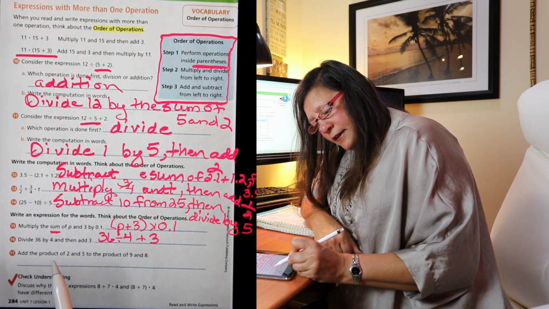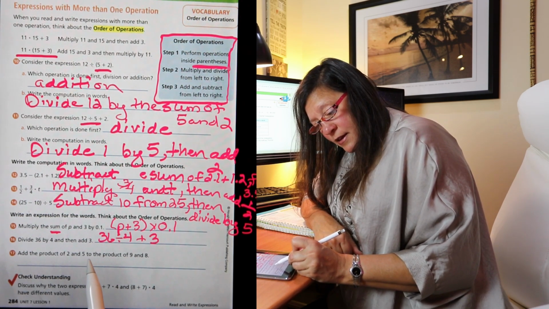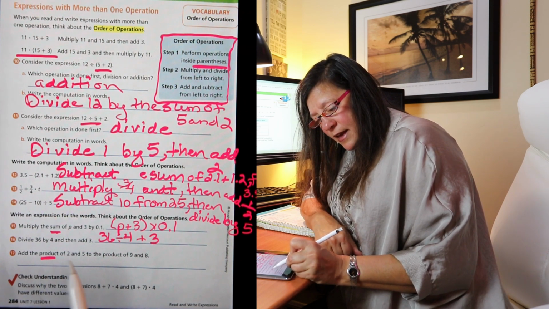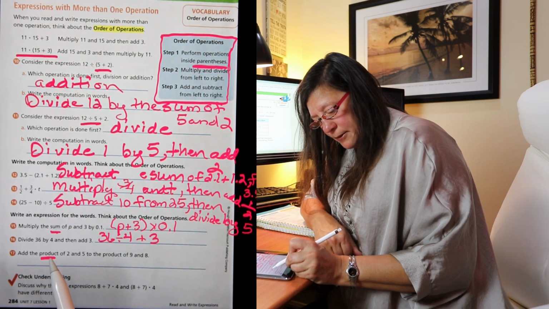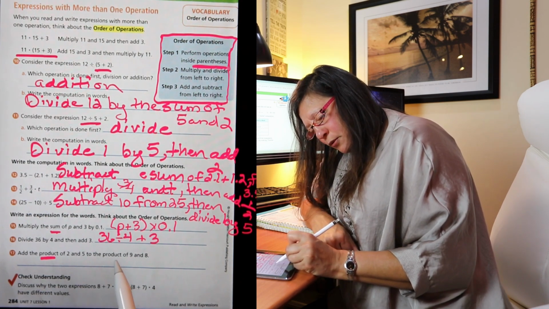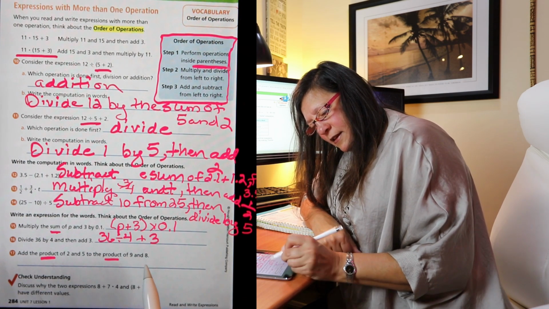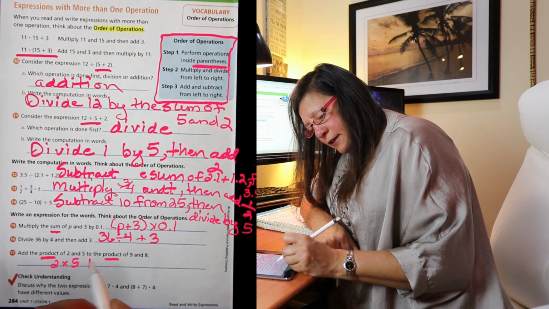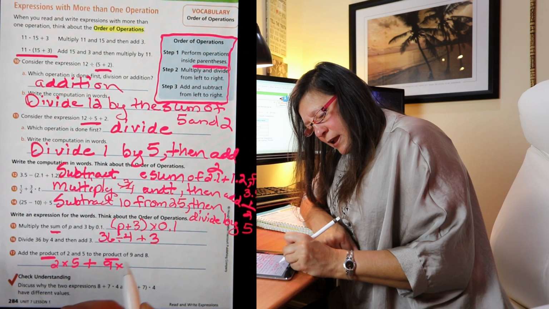17, add the product of 2 and 5. Product of 2 and 5. Remember, what does product mean? That means a multiplication problem. To the product of 9 and 8. So 2 times 5, and then you add that to 9 times 8.